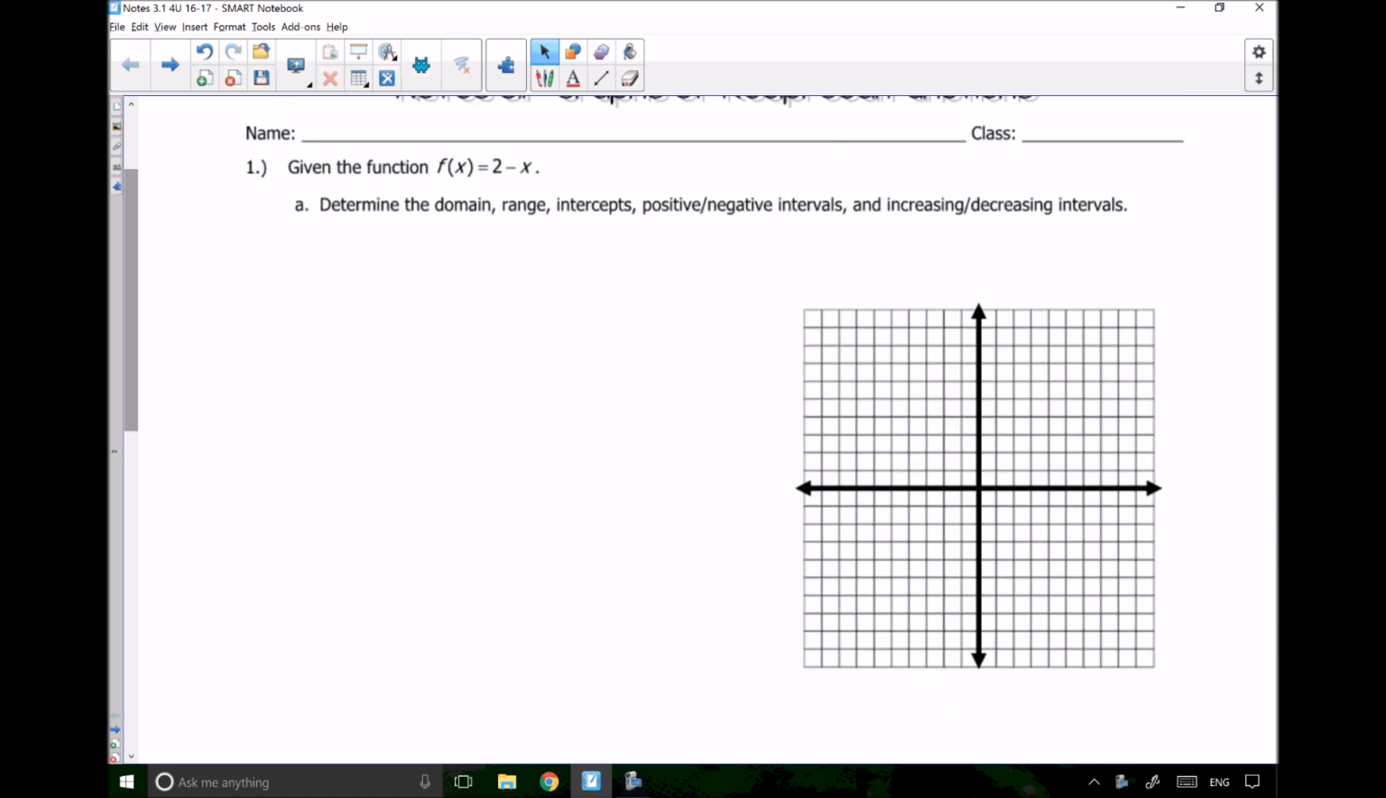So question number 1 says, given the function f of x equals 2 minus x, determine the domain, range, intercepts, intervals of positive and negativity, and intervals of increasing and decreasing values.